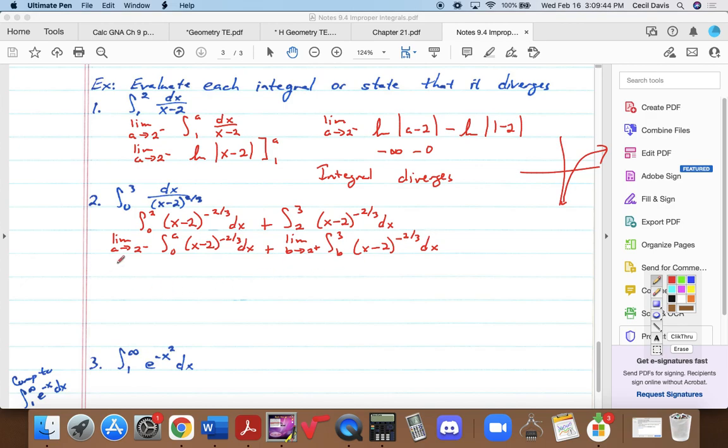Okay. All right, so then this will be the limit as a goes to 2 from the left of 3 times x minus 2 to the 1/3 power from 0 to a, plus the limit as b goes to 2 from the right of 3 times x minus 2 to the 1/3 power from b to 3.